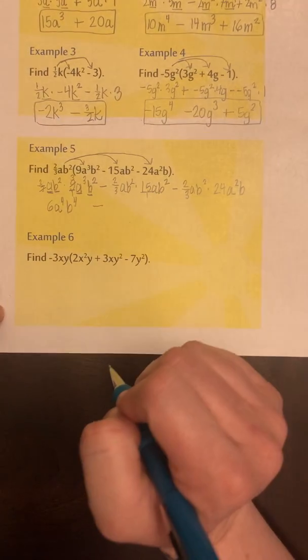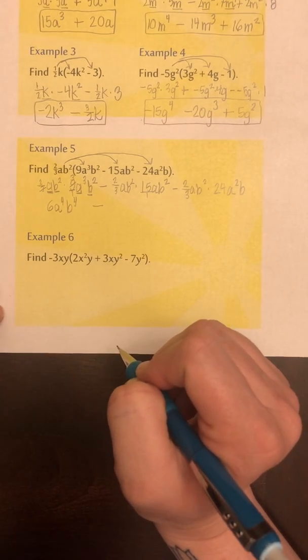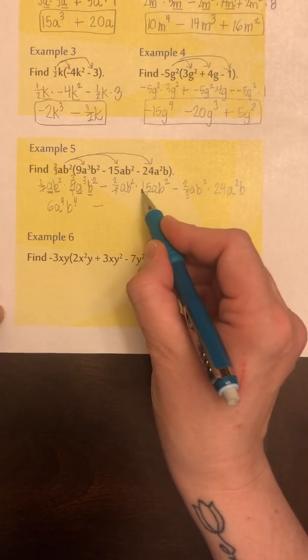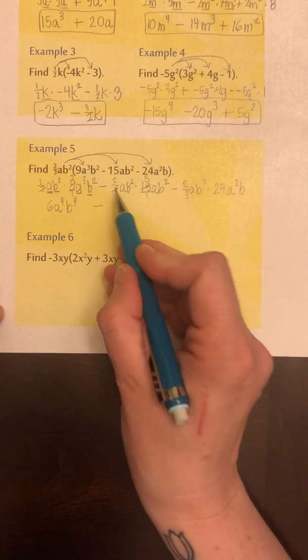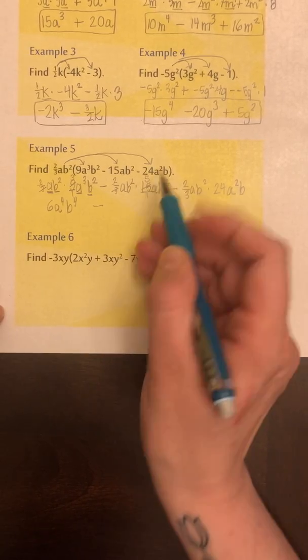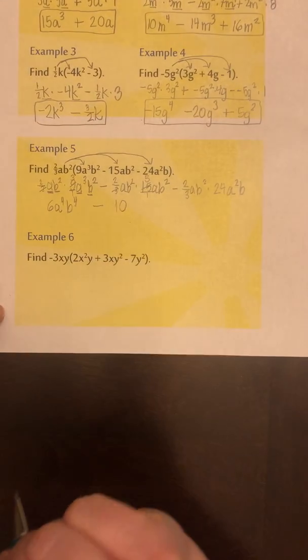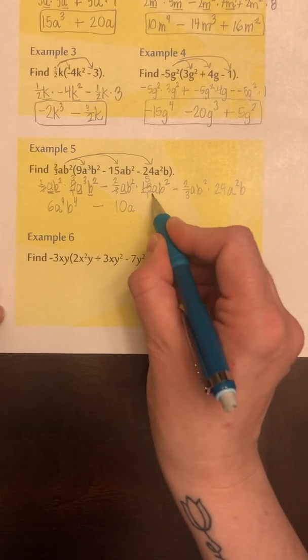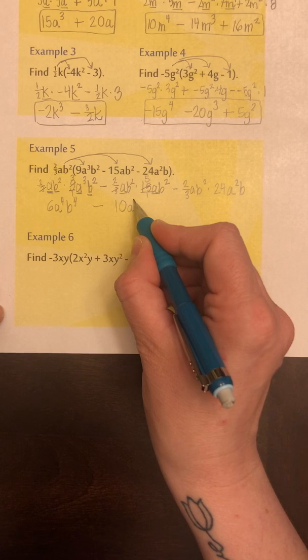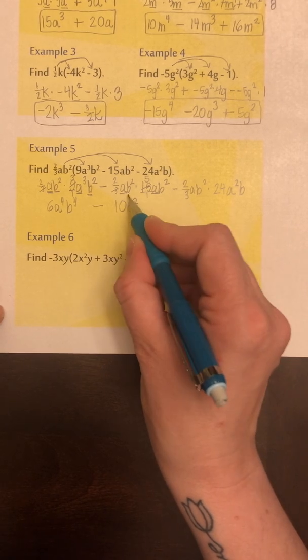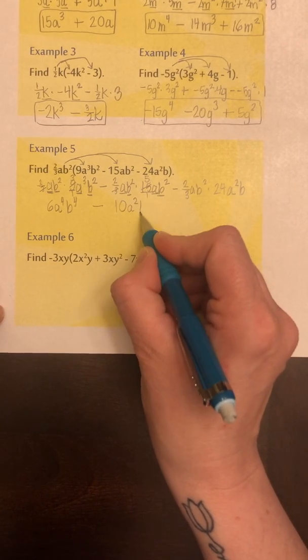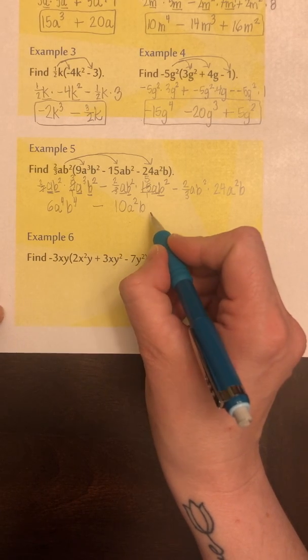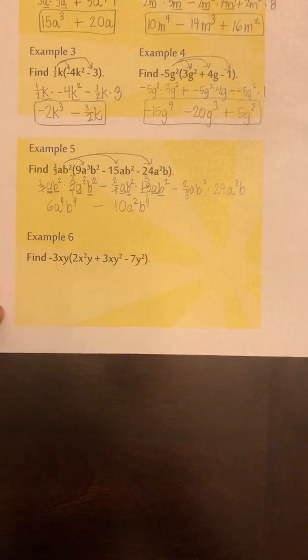I'm going to put a 1 underneath the 15. I see that I can cross cancel because 3 goes into 15 5 times. So 2 times 5 is 10. And then I see that I have a base of a right here and here. So I'm going to add their exponents together. 1 plus 1 is 2. Then I also have base of b. So I'm going to keep that b, add those exponents, and I get a 4. So my middle term is minus 10a squared b to the 4th power.